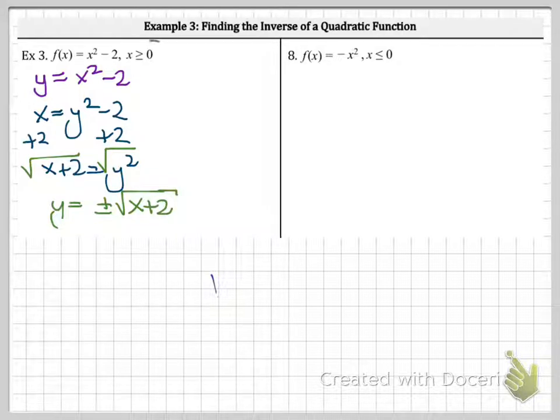Now looking at this, it says that x is greater than or equal to 0. So in that case, we don't need the negative. If it said it was less than, then we would take the negative. But positive, we would leave it as positive square root of x plus 2. Okay, so now let's take a look at this graph, just so you can understand what's happening here.